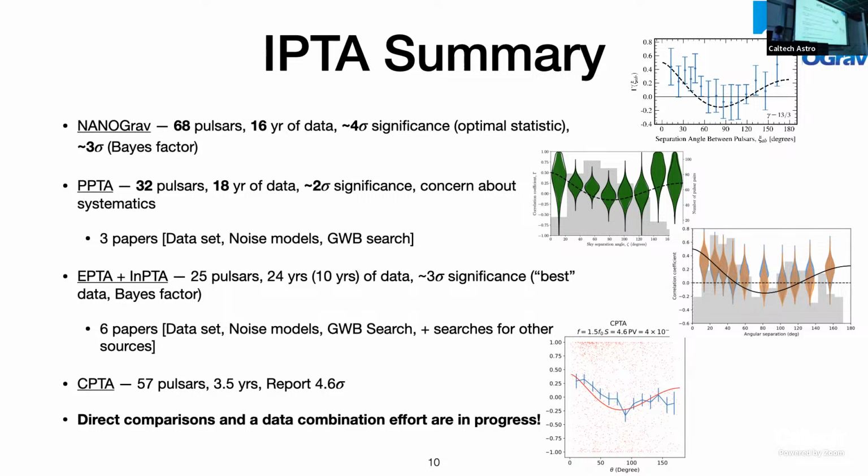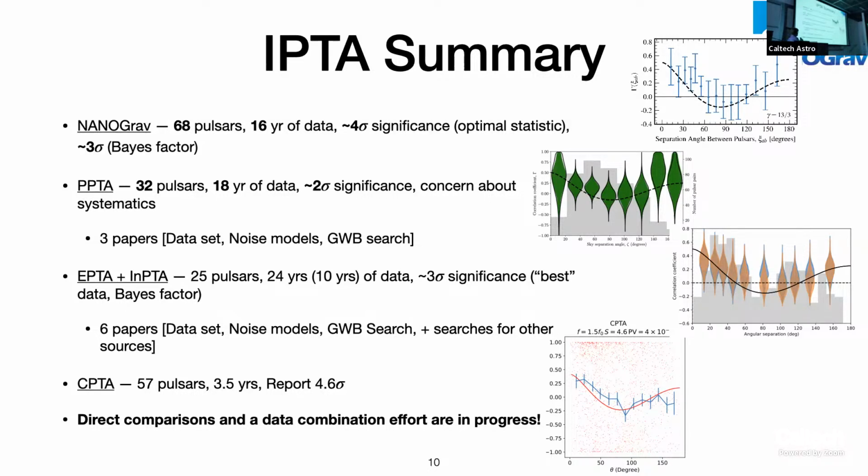The EPTA and the Indian Pulsar Timing Array have combined their data sets. They have 25 pulsars that they've timed for 24 years. 10 of those years are on modern, very sensitive instruments, and so they present 2 slices of their data set, one that uses the full 24 years, and one that uses the 10 years. They present, again, roughly 3 sigma significance using their best data, from the last 10 years, and you can see those correlations on the right.